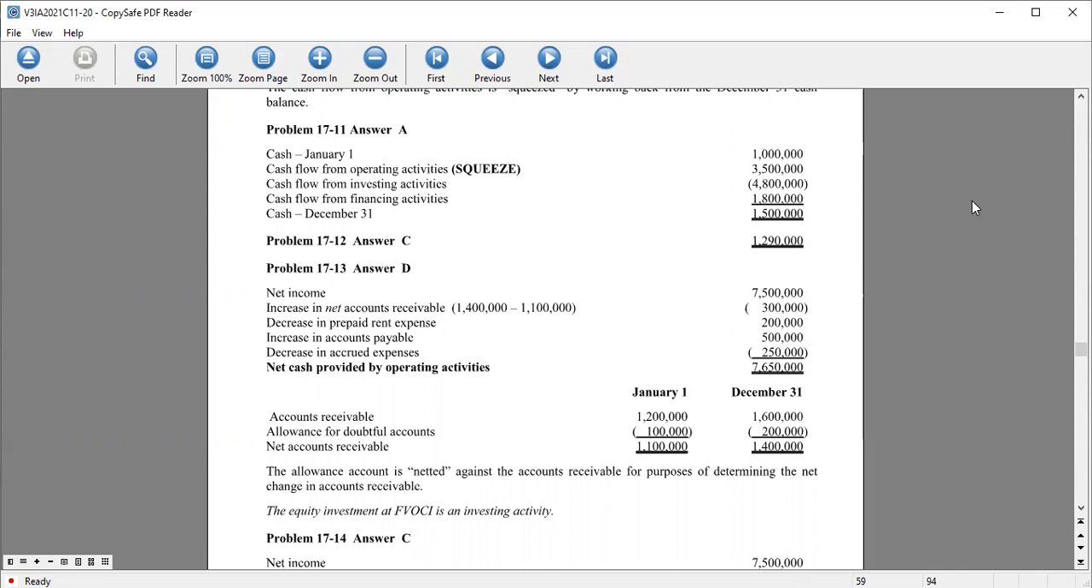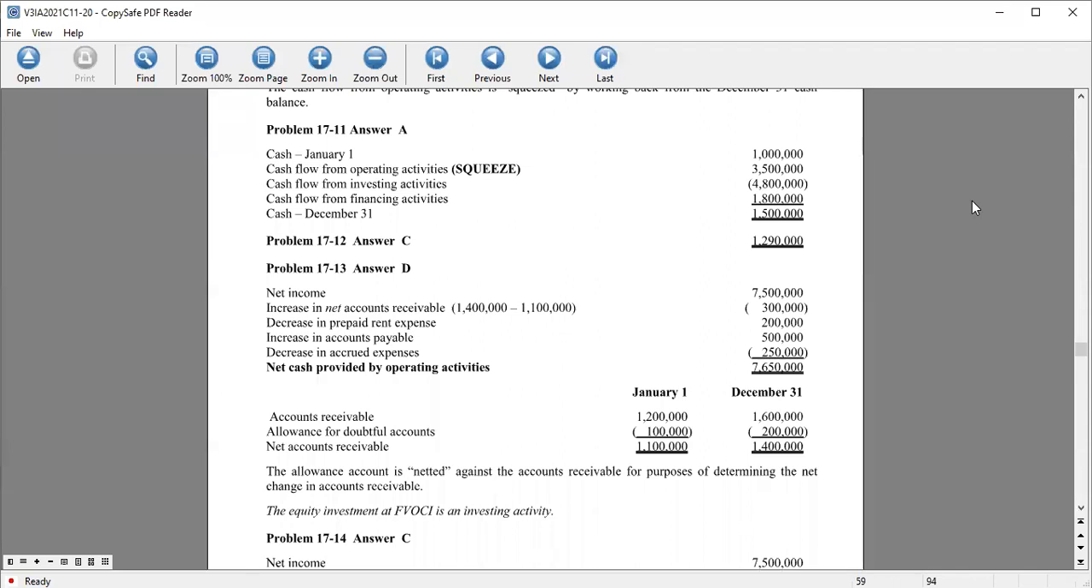1.4 million, that's the difference between 1.6 million and 200,000. So 1.4 million and 1.1 million at year end. So we have now a difference of 300,000. Since it's an increase in non-cash current asset, we have to deduct.